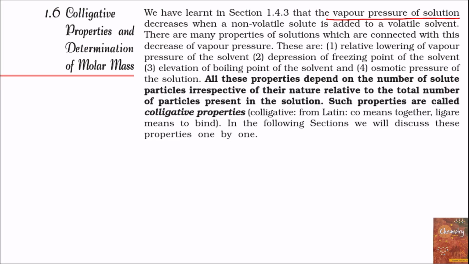Vapor pressure of a solution decreases when a non-volatile solute is added to a volatile solvent. Solvent is volatile and solute is non-volatile, meaning the solvent easily goes into the vapor state whereas the solute does not. So when this non-volatile solute is dissolved in a volatile solvent, the vapor pressure of the resulting solution is less than that of the pure solvent.